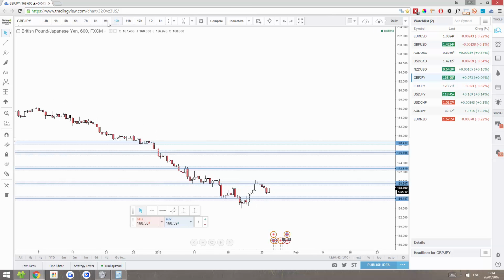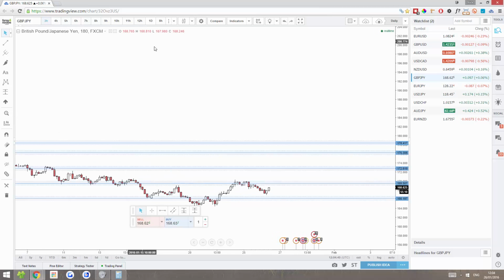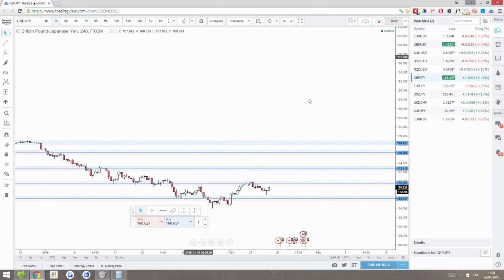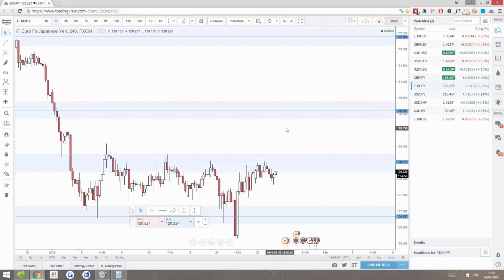Okay, so yeah, we're getting a potential reversal here, but it's not forming on a support area. And also that lower wick is really huge. It's not a tradable reversal anyway, so let's check out Euro JPY.